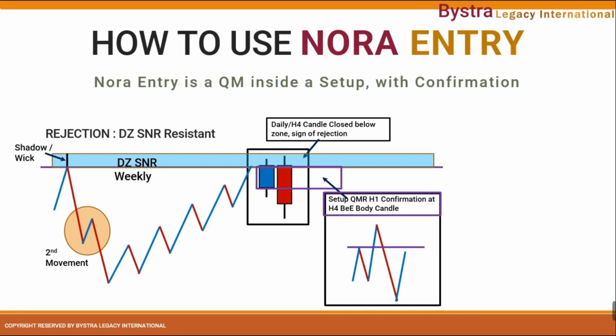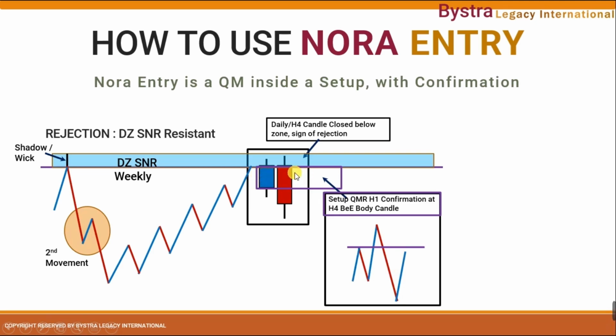So I'm going to show you what the Nora Entry looks like in the example of this chart. Here we have the rejection on the danger zone, SNR resistance. We have drawn the SNR weekly danger zone, and then the price has closed a bearish engulfing. So let's say this bearish engulfing is at the H4 time frame, and there's a potential setup on the H1. On H1 there is a high, low, higher high, lower low. At the same time, the confirmation of this setup is at the body of this bearish engulfing at the H4 time frame.